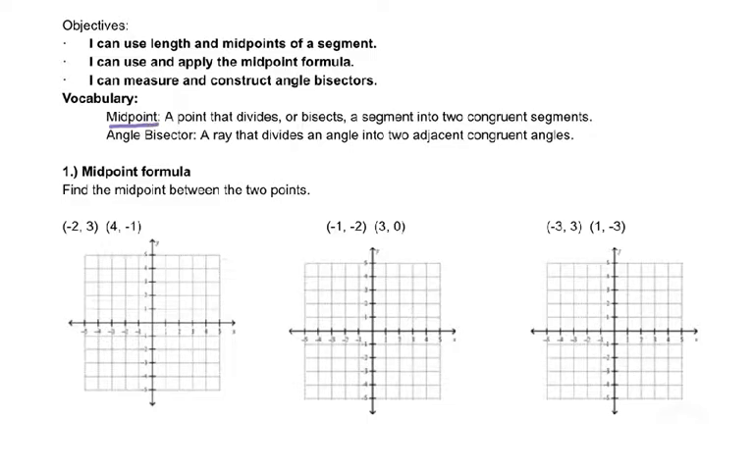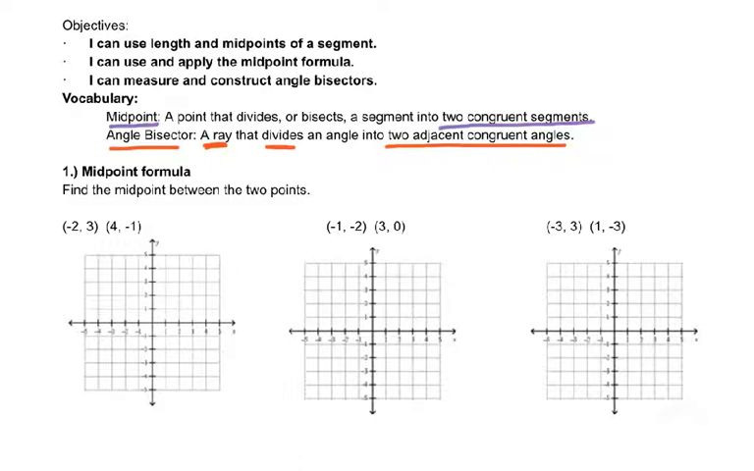It's a point that divides, or a fancy word for divides in half is bisects, a segment into two congruent segments. So essentially, the midpoint is the middle, which makes sense. Okay, so we're going to talk about the midpoint first, but after that, remember we're going to talk about angle bisectors. So that's similar. It's a ray that divides an angle into two adjacent congruent angles. So essentially, it's a line, a ray, that divides an angle into two equal pieces.